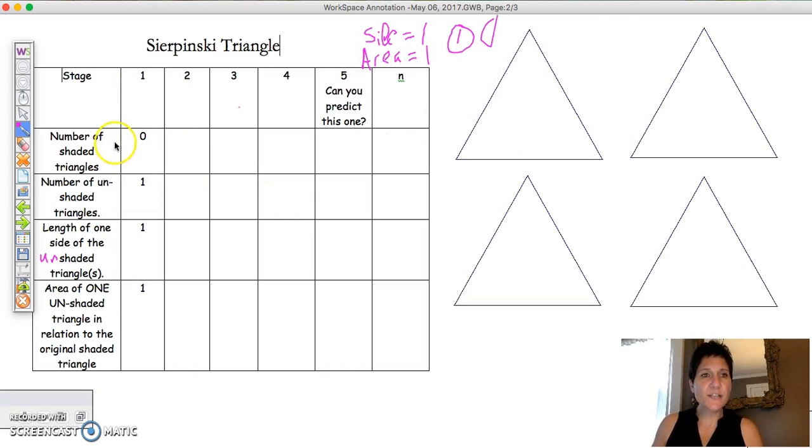So if we go through our stages here, we have the number of shaded triangles. There aren't any. We haven't shaded anything. The number of unshaded triangles is 1 because we have one big solid unshaded triangle. The length of one side is 1, and the area of one unshaded triangle, as I said earlier, is 1. So we're starting off with a side length of 1, and the area of this triangle is 1.